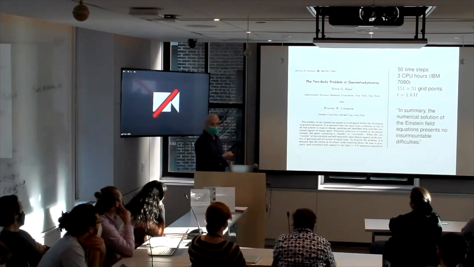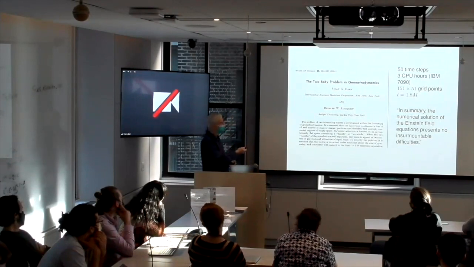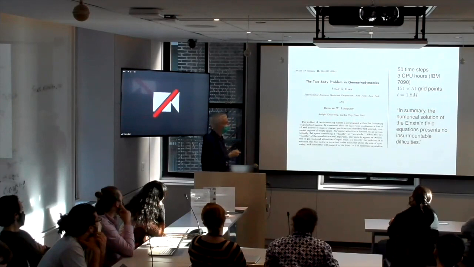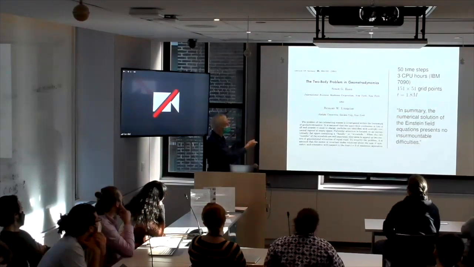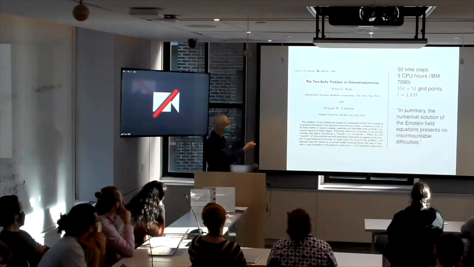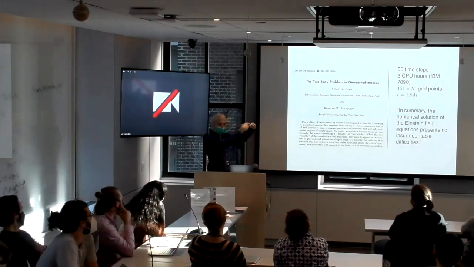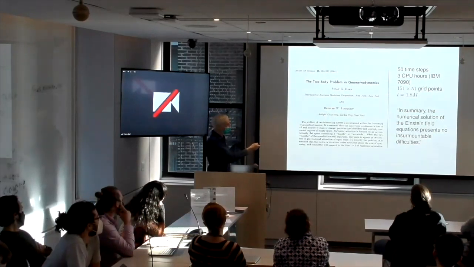This is the first paper in numerical relativity by Hahn and Lindquist. In modern language, this is the head-on collision of two black holes. It's fun to read the paper. They did 50 time steps. This took 3 CPU hours on an IBM 7090. This was axisymmetric, a head-on collision, on a 151 by 51 grid of points. And they evolved up to 1.8 M.